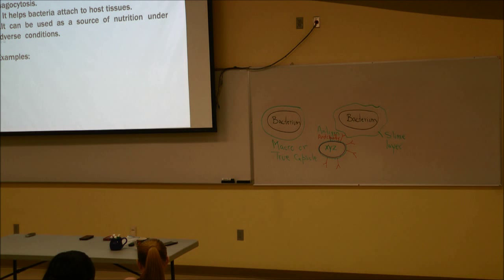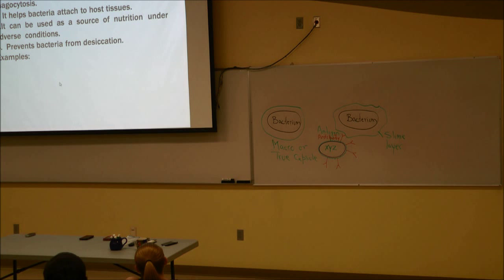Those bacteria that have a capsule, when conditions are unfavorable, can eat their own capsule. Number three, it can be used as a source of nutrition under adverse conditions. Bacteria can use their own capsule as a source of nutrition. And finally, it also protects bacteria from drying.